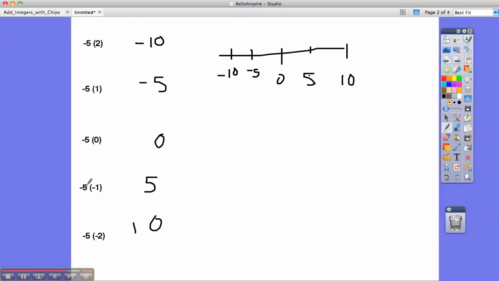So notice here we have negative 5 times negative 1. We just did 5 times 1. And since it's a negative times a negative, we got positive. Negative 5 times negative 2. 5 times 2 is 10. Negative times negative is positive.